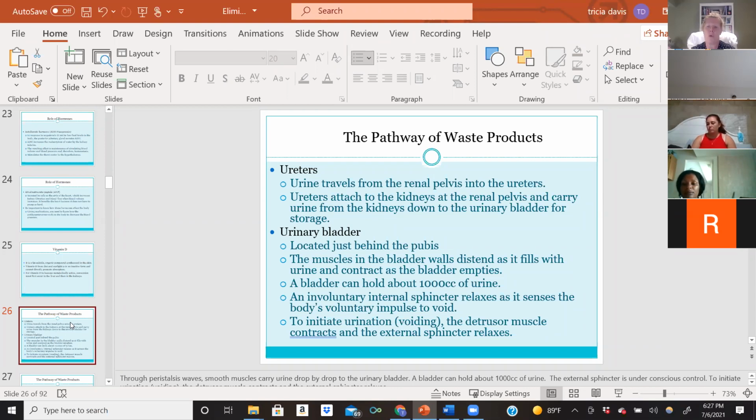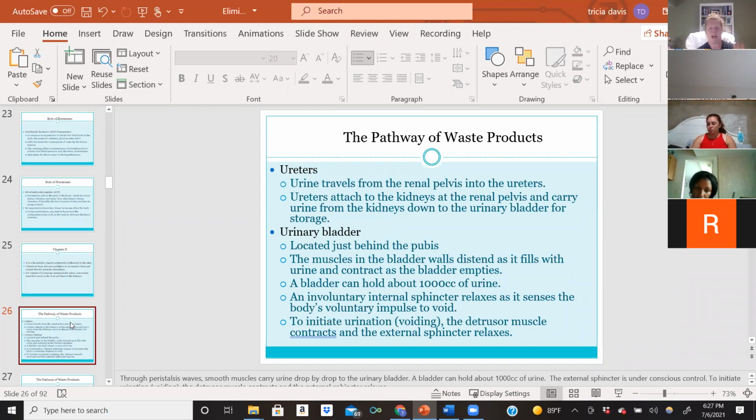The muscles in the bladder walls distend, so it gets wider and wider as it fills with urine, and then it contracts and goes back down as the bladder empties. The bladder can hold about 1,000 cc's max. An involuntary internal sphincter relaxes as it senses the body's voluntary impulse to void. So then it's going to let all the urine out, and then that internal sphincter will contract again when we're done emptying all the urine out. And to initiate urination or voiding, the detrusor muscle contracts and the external sphincter relaxes.